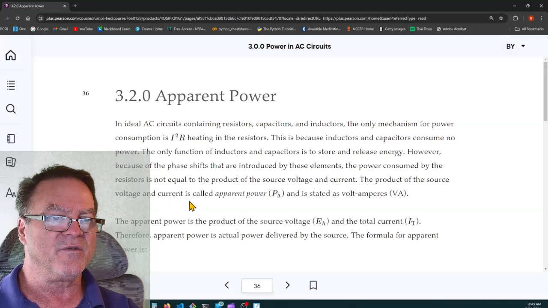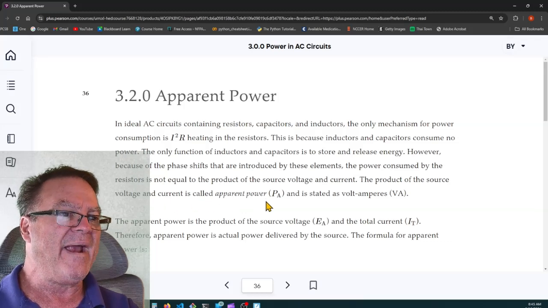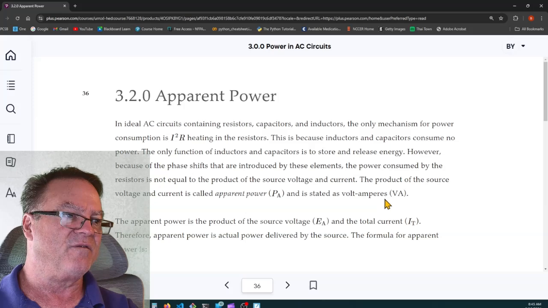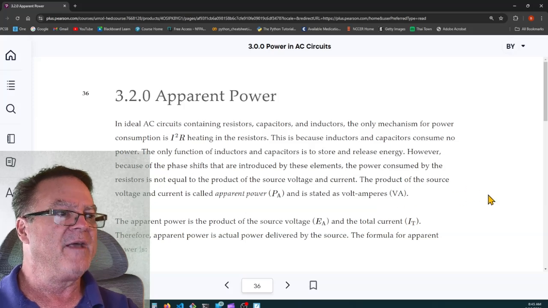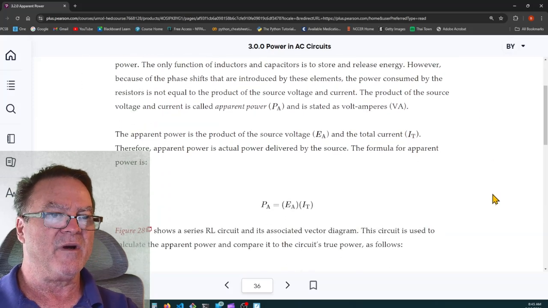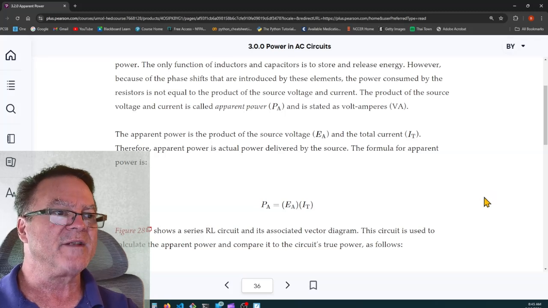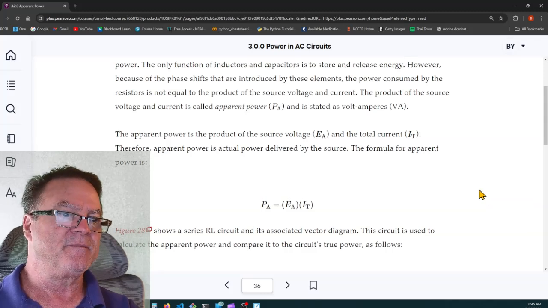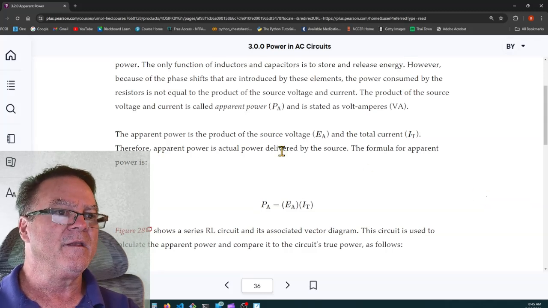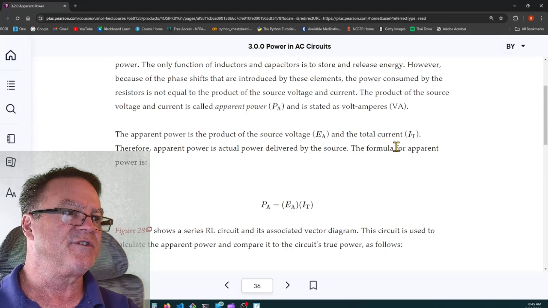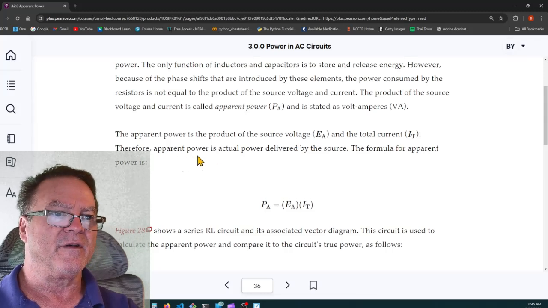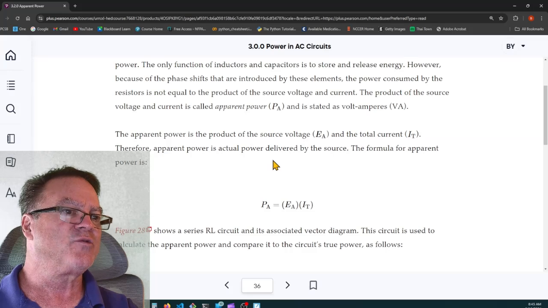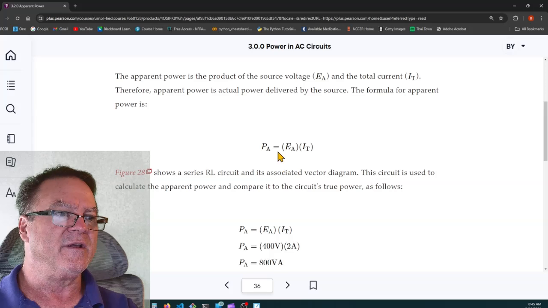The product of the source voltage and current is called apparent power and is stated as volt amps, VA. So it appears that we're using that much, but it's not true power, it's not watts. And watts are not always equal to volt amps. Apparent power is the product of the source voltage and the total current. Therefore, apparent power is not the actual power delivered by the source. The formula for apparent power is E applied times total current.